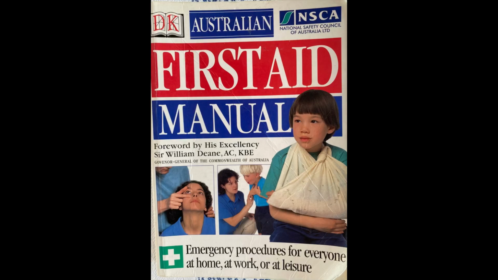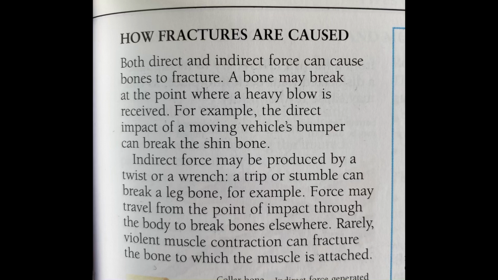An example of context clues from this book, Australian First Aid Manual. In this text, I did not know what the word fracture meant. The context clues, "a bone may break at the point where a heavy blow is received," helped me figure out that this type of fracture means a break in the bone.